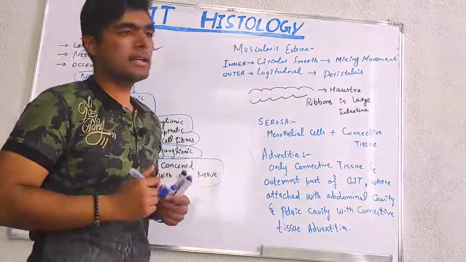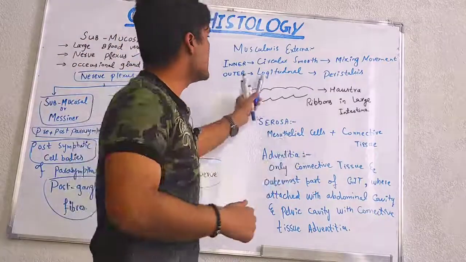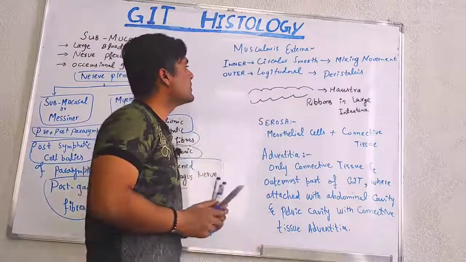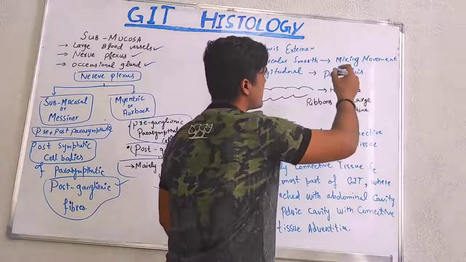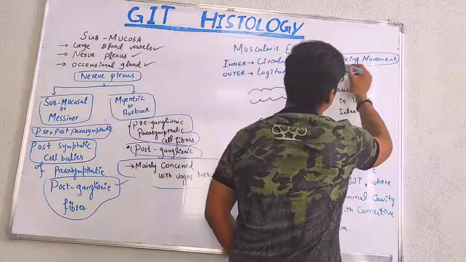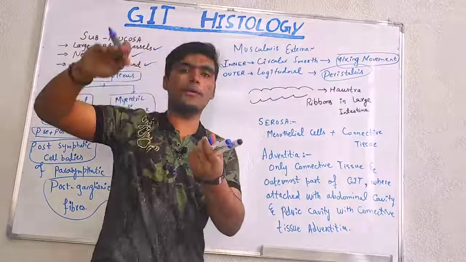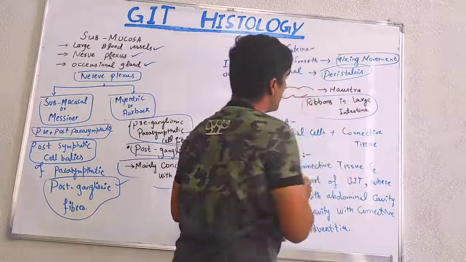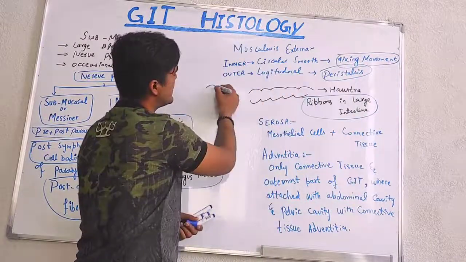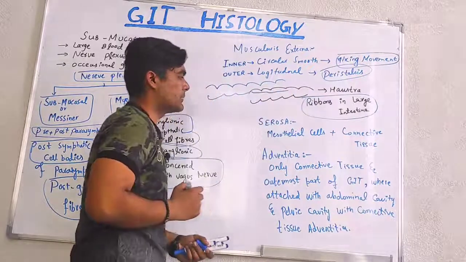Muscularis externa is divided into two layers, which we discussed initially. The inner is circular, the outer is longitudinal. The inner layer has a role in mixing movement, and the outer has its role in peristalsis. Haustra is basically a ribbon-like arrangement of the large intestine like this. So we say that it is haustra.